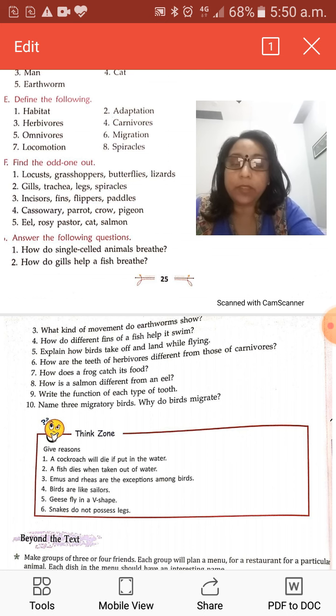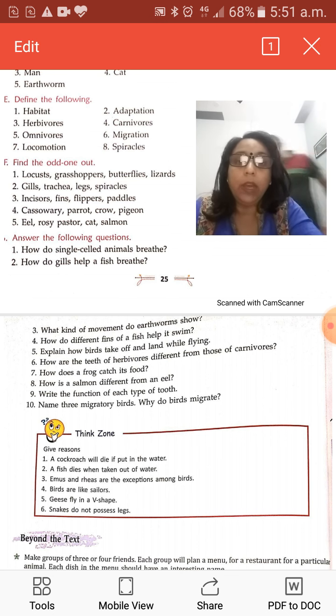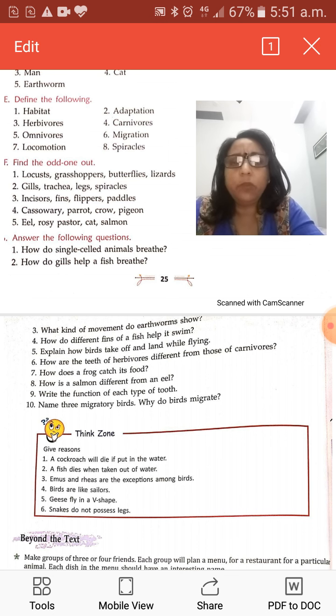Next is migration. Migration is the mass movement. Mass means a group. When a group of animals move from one place to another, that is called migration. And migration is done for many reasons that we'll discuss later. Next is locomotion. Locomotion means movement from one place to another, the same way as we are moving here and there, which means we are doing locomotion.